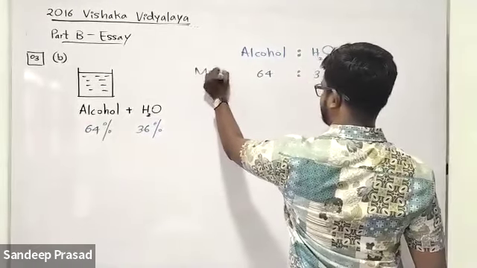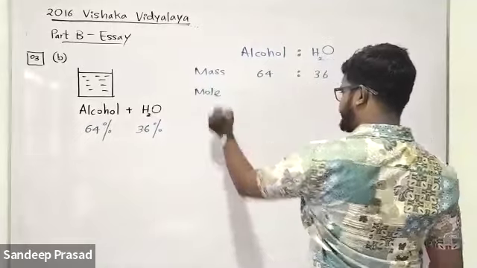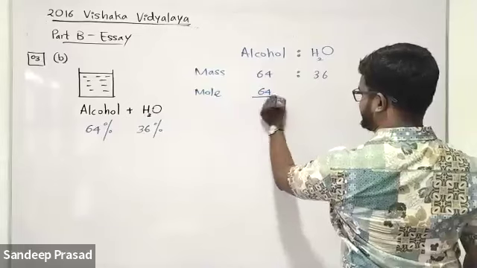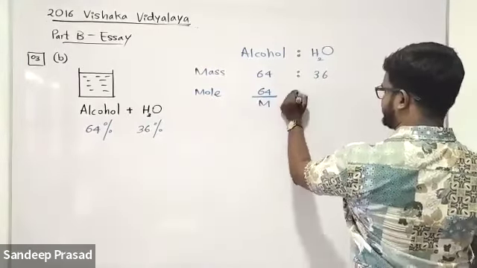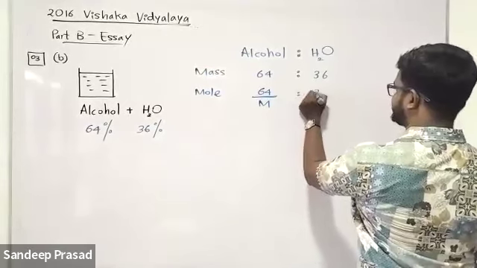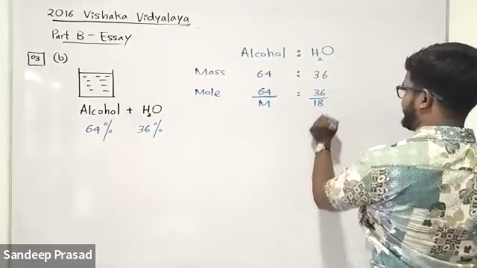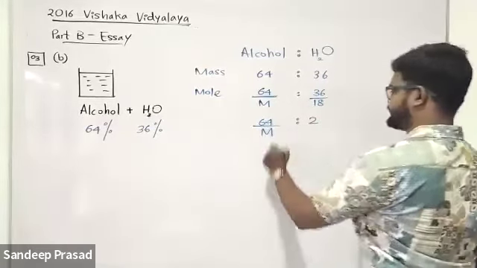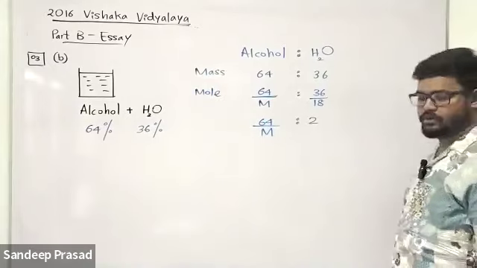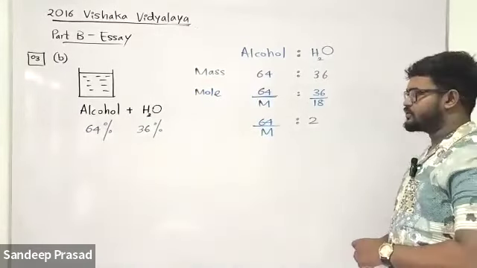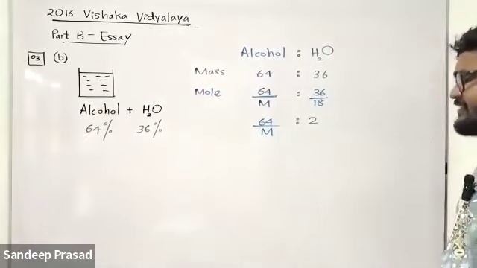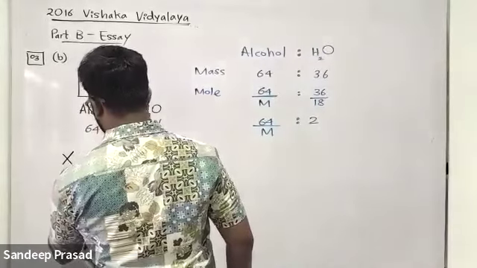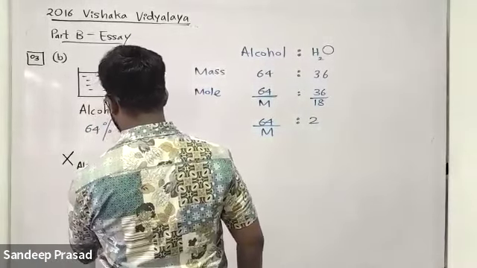This is the mass ratio. How do you convert this into a mole ratio? In order to convert this into a mole ratio, you have to divide the mass by its molar mass. Let's take the alcohol's molar mass as M. For water it is 18, so 36 over 18 is 2. Therefore, alcohol is 64 over M. So this is the mole ratio. And they have given another piece of data, that the mole fraction of alcohol is 0.5.